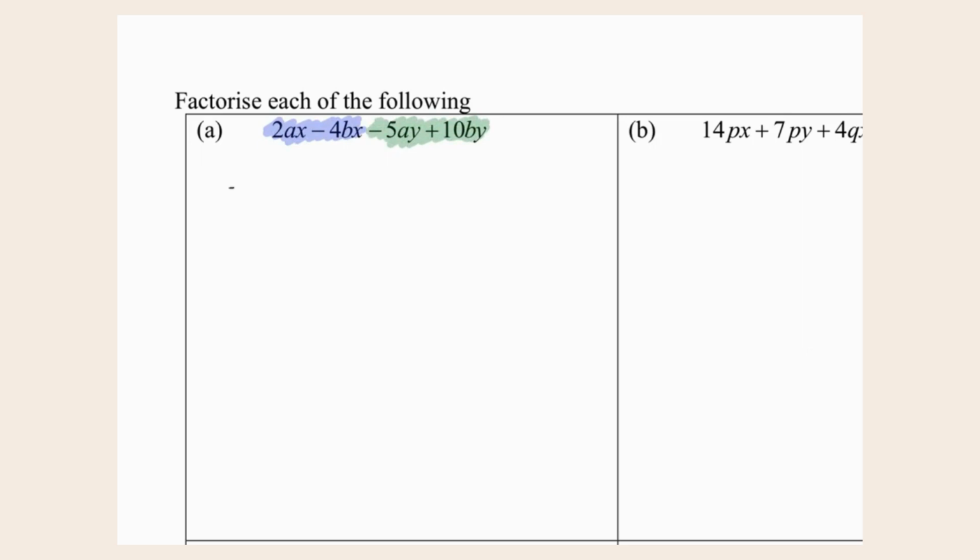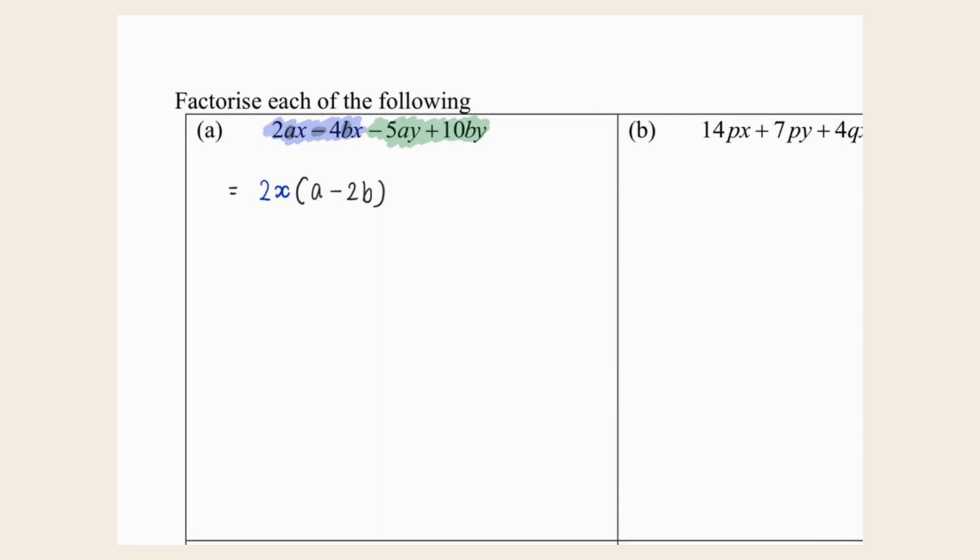For the first group, I saw that 2 is actually a common factor between 2 and 4. So 2, I also saw an x. That is the common factor. And I'm left with a and 2b. Not forgetting the negative 2b, because 4 divided by 2 is 2. I've taken out 2 as one of the common factors.